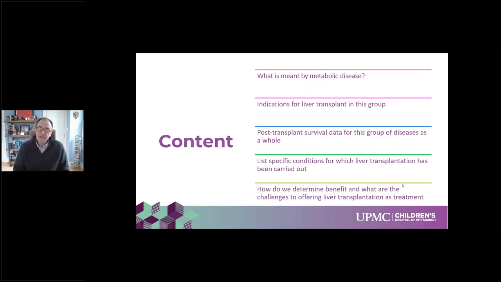The content will include what is meant by metabolic disease, the indication for liver transplantation in these groups, post-transplant survival for these groups of diseases as a whole, and then I will briefly list specific conditions for which liver transplantation has been carried out. But the bulk of this talk will be how to determine the benefit and what are the challenges in offering liver transplantation as a treatment to these patients who very often do not have conventional liver disease.